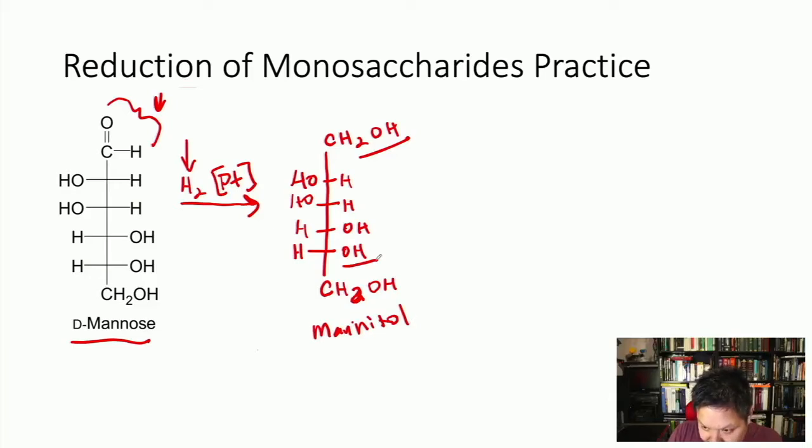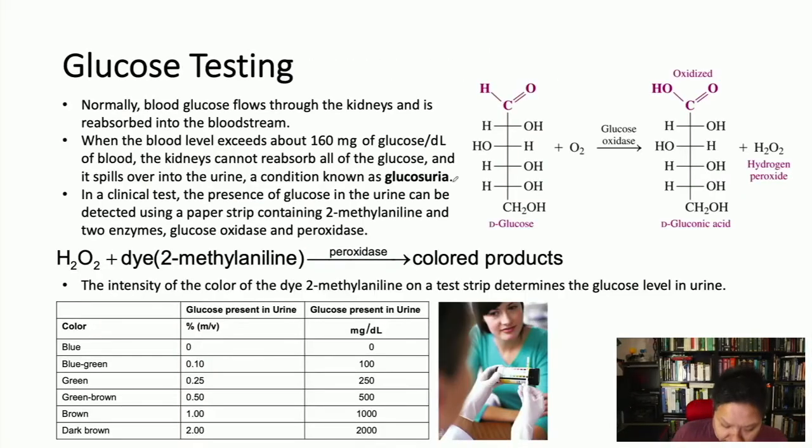Alcohol's on the right side, so it's a D-mannitol. Don't forget that. So as far as applications go, when it comes to the oxidation reduction chemistry of monosaccharides, we can do glucose testing.